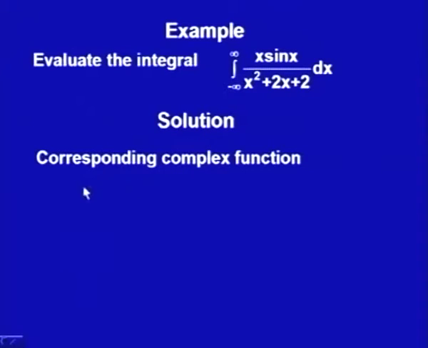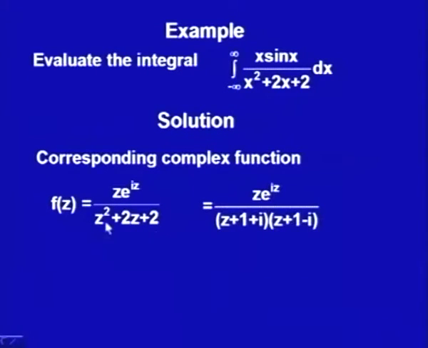Let us go ahead with the usual method for the evaluation of the integral from minus infinity to plus infinity of f x sin x dx. For that we always define the corresponding complex function as f z e to the power i z. So, here we would take f z as z upon z square plus 2 z plus 2 into e to the power i z. This we take as our corresponding complex function. Let us make the factors over here. So, we get z e to the power i z upon z plus 1 plus i times z plus 1 minus i.